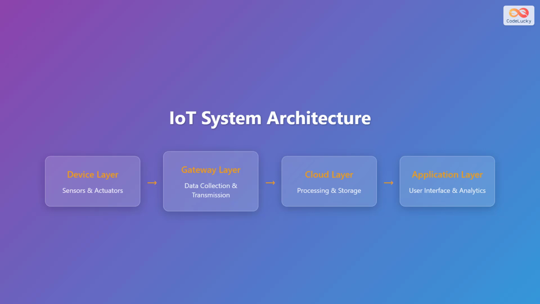Let's take a look at the typical architecture of an IoT system. It's structured in layers. First, we have the device layer where sensors and actuators reside, collecting data from the environment. This data is then transmitted to the gateway layer, which handles data collection and transmission. Next, the data is sent to the cloud layer, where it's processed and stored. Finally, the application layer provides a user interface and analytics to make sense of the processed data.